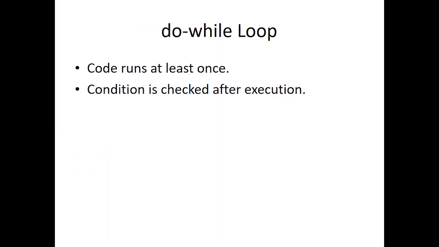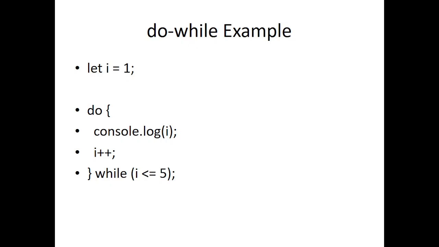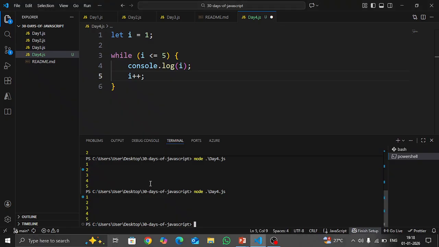So now, what is a do while loop? A do while loop is almost the same as a while loop, but with one important difference. The code runs at least one time, even if the condition is false. Think of it like do this work first, then check the condition. So the basic syntax of a do while loop is: do, the code to execute we need to write here, and then while condition. That's all. I'll show you a simple example. It is similar to the while loop, but with a little difference.